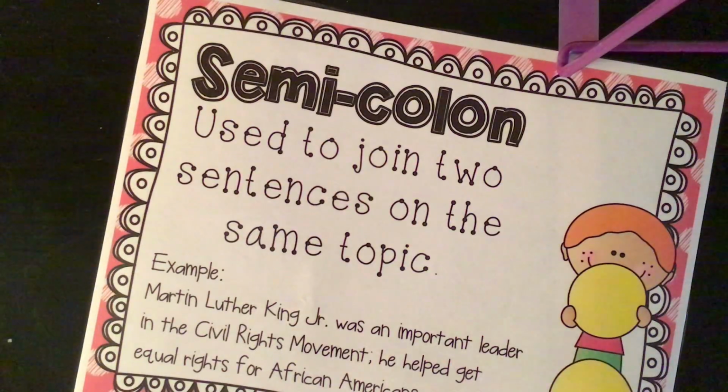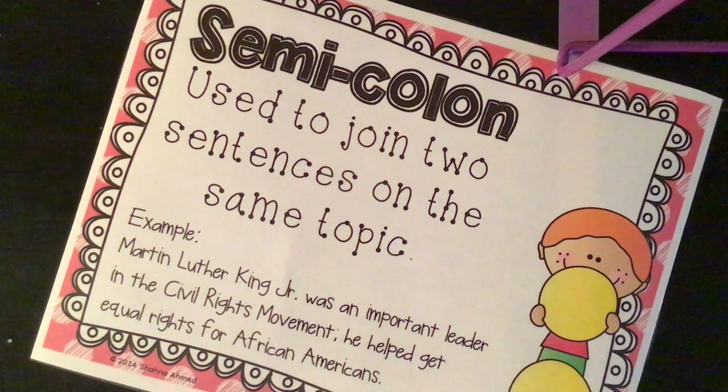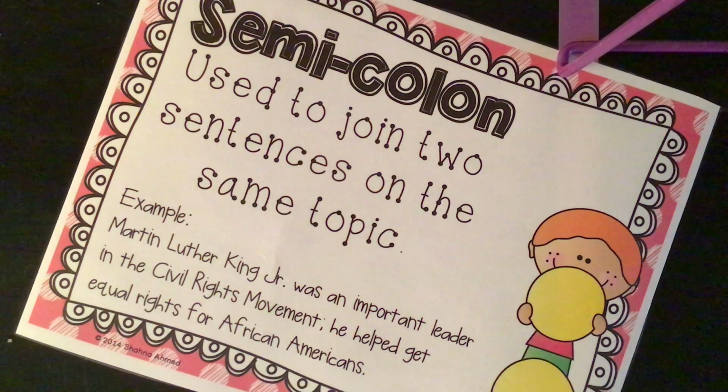Then we have semicolons, which are used to join two sentences on the same topic. Our example is: Martin Luther King Jr. was an important leader in the civil rights movement; he helped get equal rights for African Americans. That is one way we use a semicolon. Another way we use semicolons is in a list. If we're listing cities and states, we use a semicolon because we're already separating the city and the state with a comma. So we use the semicolon after that.